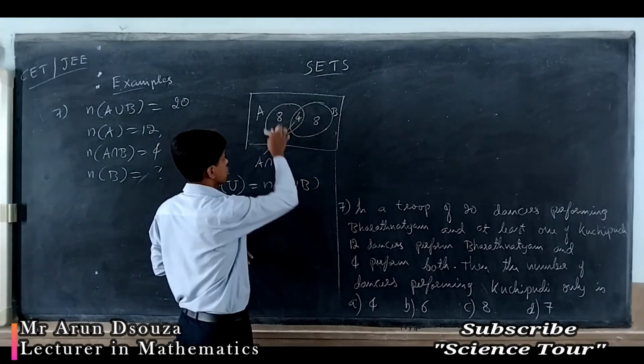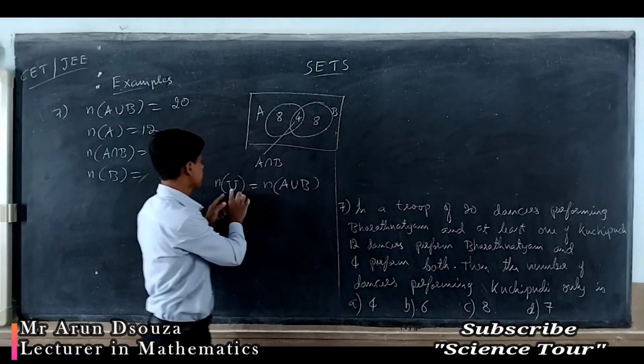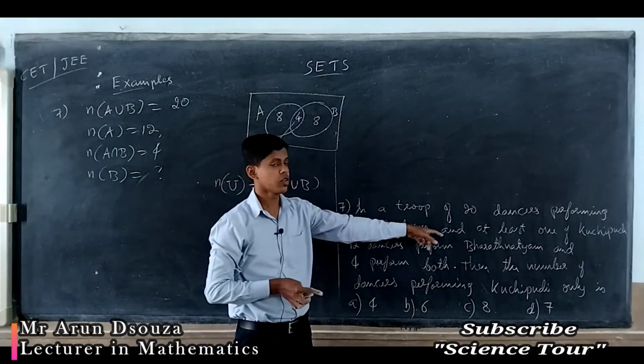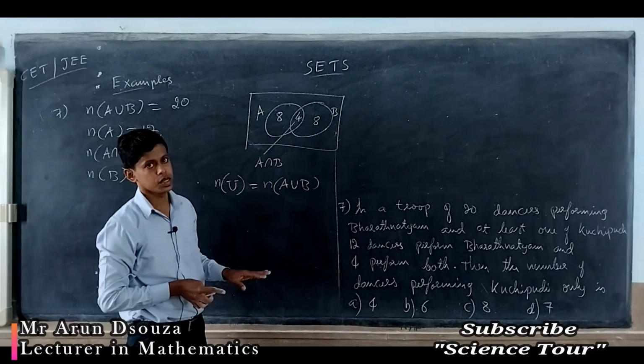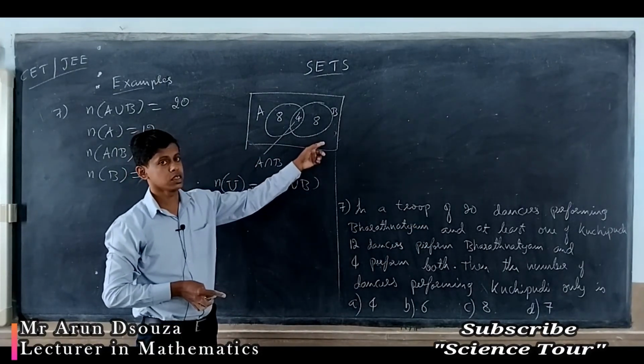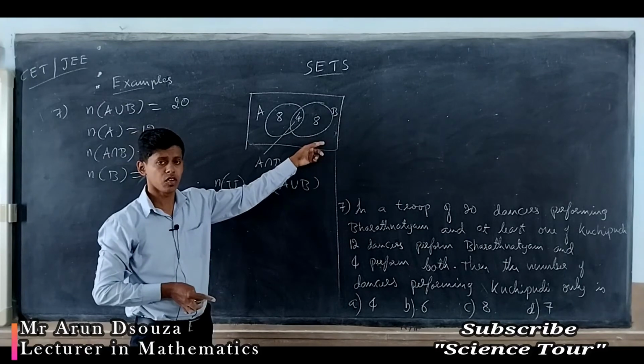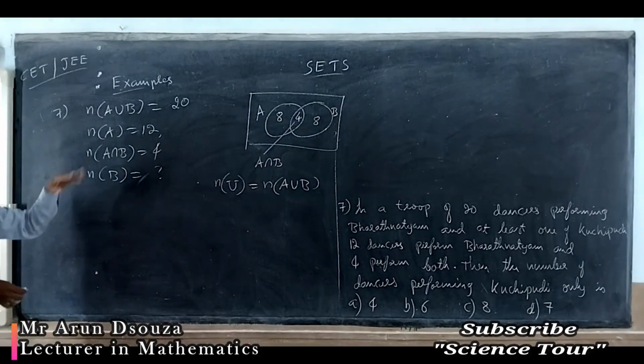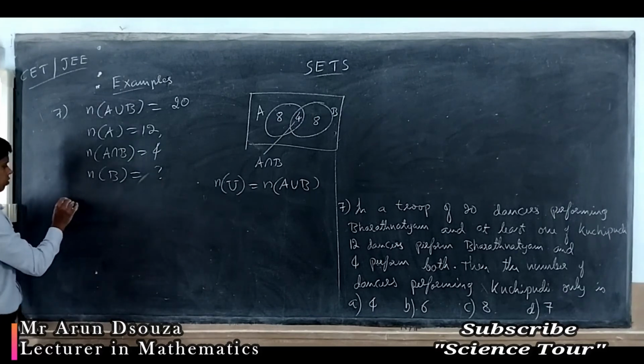Because the total is 20, that happens only if these two are equal. These two are equal because they perform at least one of them. There is no person who is outside the circle, no person who is not performing either of them. Alright, so we got the answer already, but let us see how to do it using the formula.